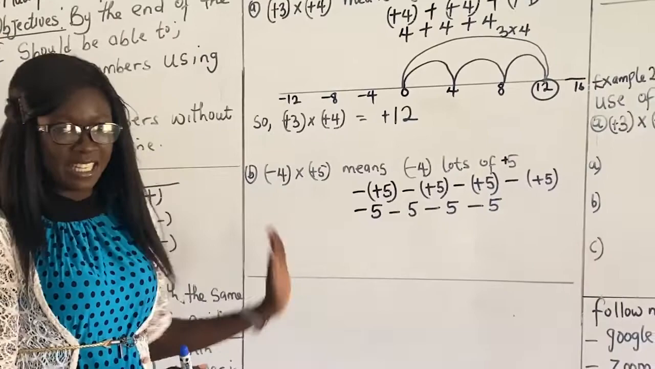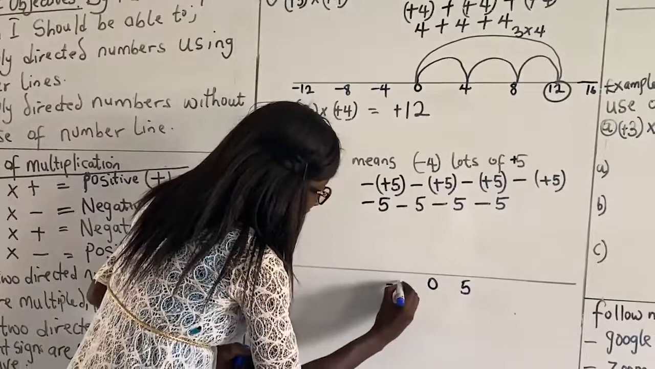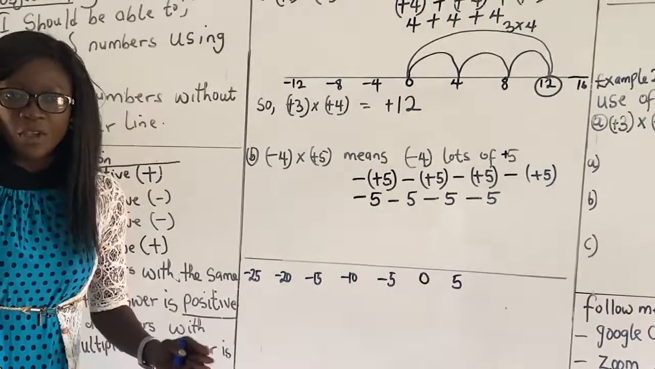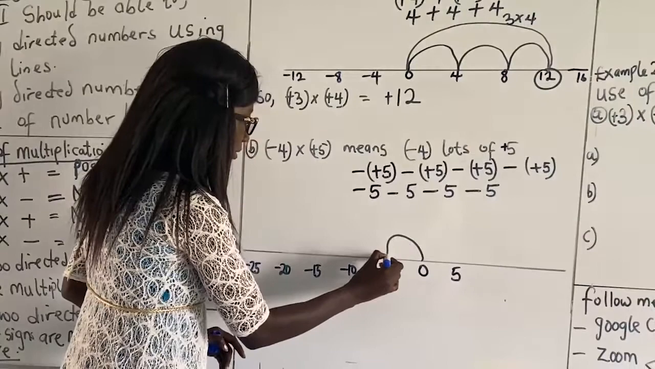Negative. So I have the number line, this is what? 0. So since it's negative 5, I'm going to make the negative to be much larger. I have here 0. So I have 5, okay? So this is negative 5, negative 10, negative 15, negative 20, negative what? 25. Alright, so now I'm moving what? 0 to the what? To the left, okay? So I'm counting how many times? 1, 2, 3, 4. 4 times. So let's count. This is 1, 2, 3, 4.